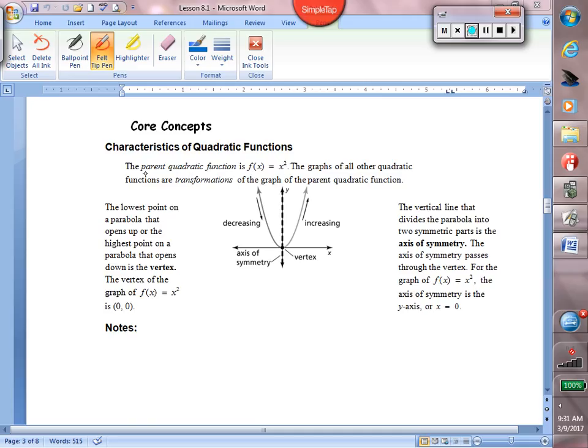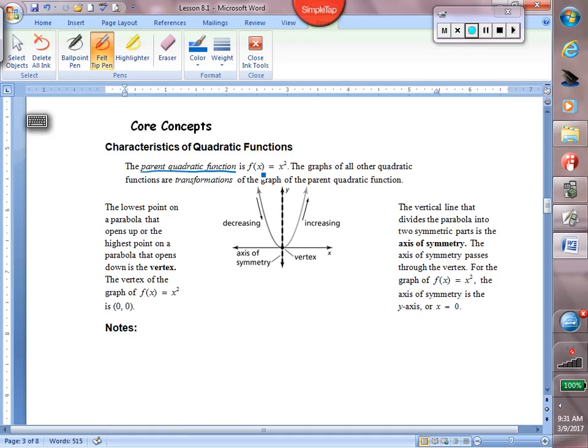So here is what is known as the parent quadratic function, and we have f of x equals x squared. Remember that f of x, that's just function notation. If that bothers you, you can rewrite that as y equals. Anytime you see the f of x or any variable with the x, you can rewrite that as y equals. Parent function, all that means is it's the most basic, simplest form of that function.